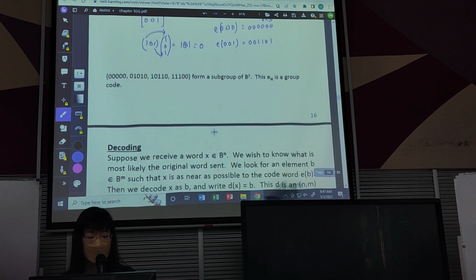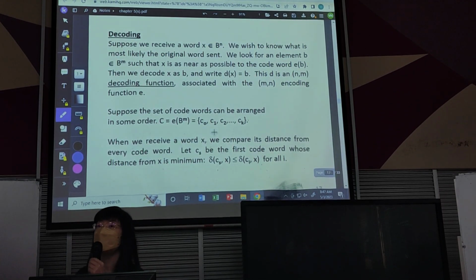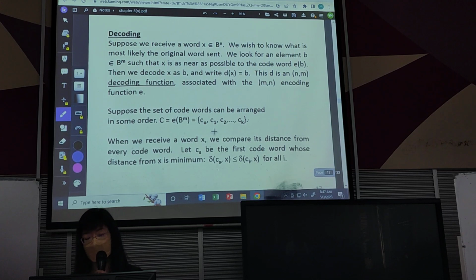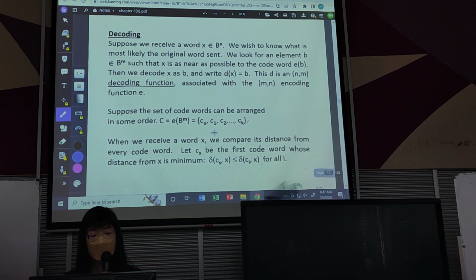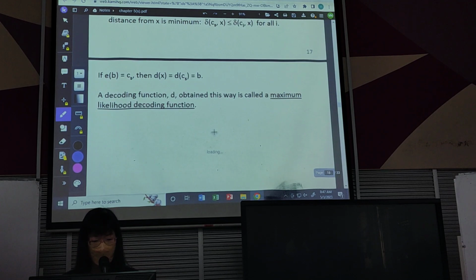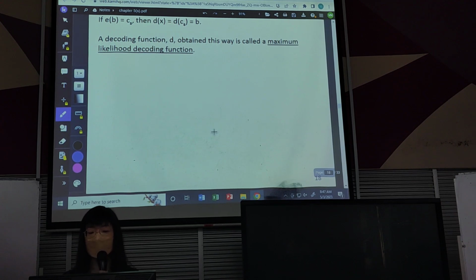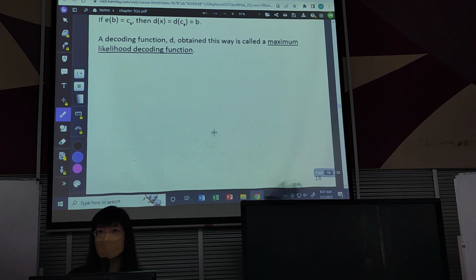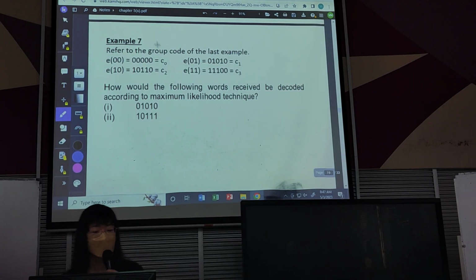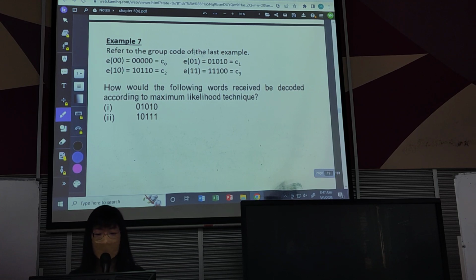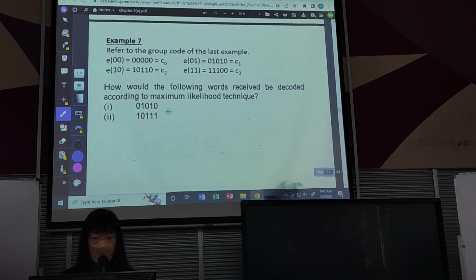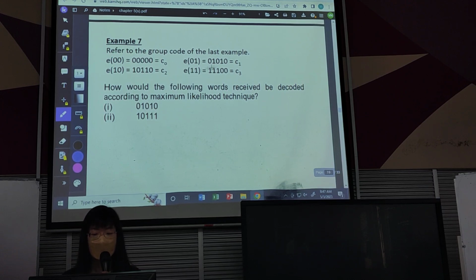Then the first method is the easiest, which we will use the distance to find the distance among the code that we have. And which one has the minimum distance, we will decode that. For example, this is the method we call maximum likelihood. Even though the name is maximum likelihood decoding function, the method we use is to find the minimum distance. So don't confuse. Okay, let's say we use the example here, and we want to do using the maximum likelihood technique, which we need to find the distance of the code that we want to decode with the code words that we have.